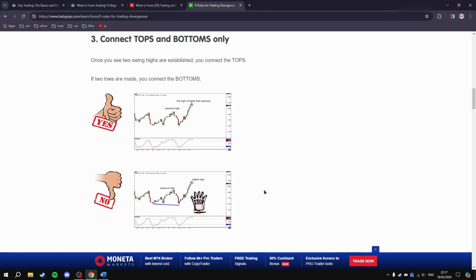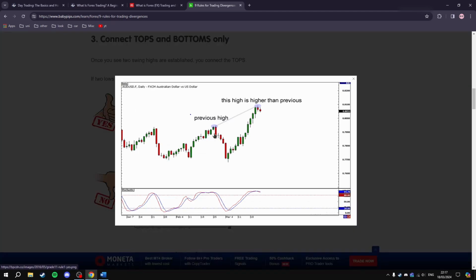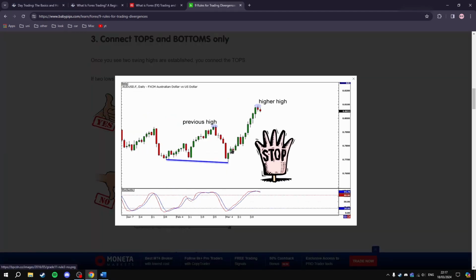Once you see two swing highs are established, you connect the tops. If two lows are made, you connect the bottoms. Previous high, this high is higher than previous.